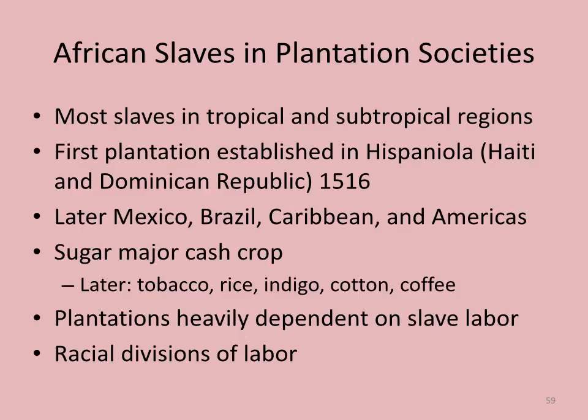The major cash crop is going to be sugar. Later, tobacco, rice, indigo, cotton, and coffee are going to become major cash crops, which will need slave labor as well. We're going to see that the importation of African slaves is going to create racial divisions of labor, that only Africans work in the fields, not white people. So we're going to see that distinction start showing up.